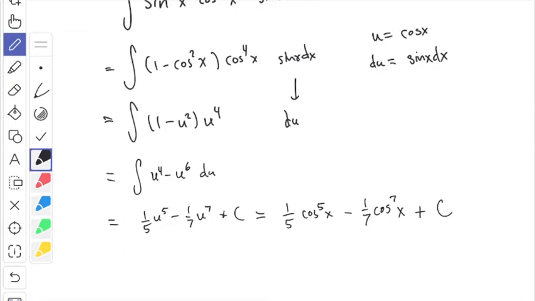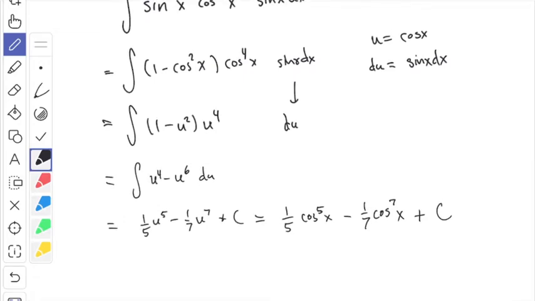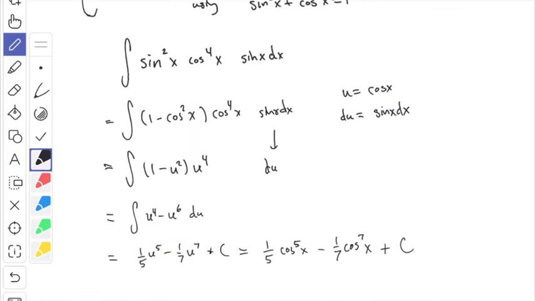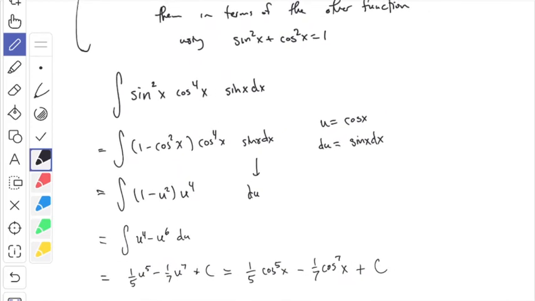Yeah, how did you go from, like if you scroll up a little bit, sine squared x cosine to the 4th x down to the second one? Yeah, so we use this thing here. If you subtract cosine squared from the right, just rearrange that. It'll say sine squared x equals 1 minus cosine squared x. Okay.